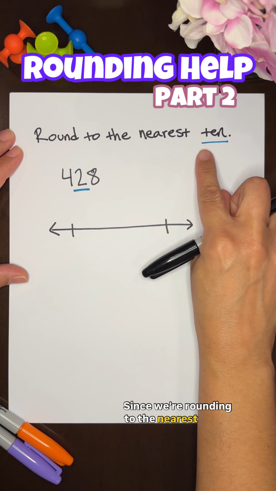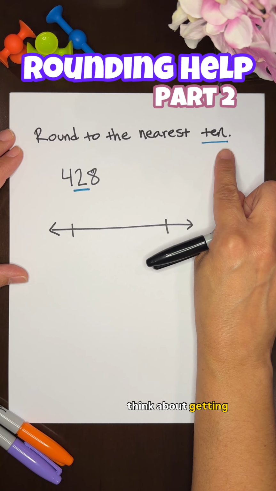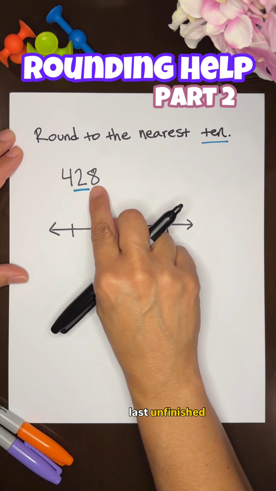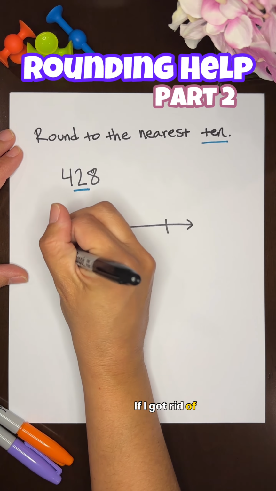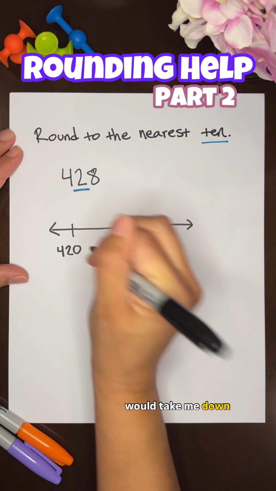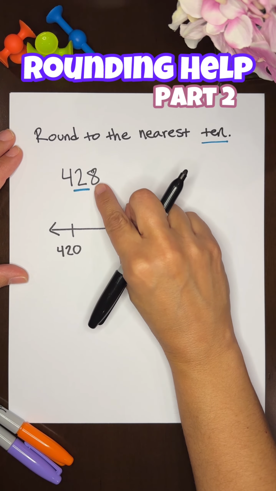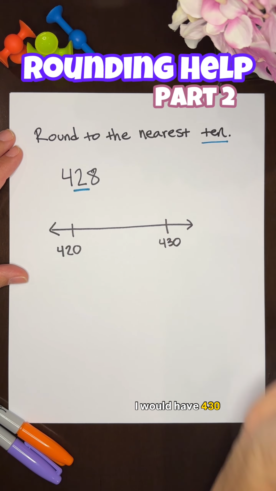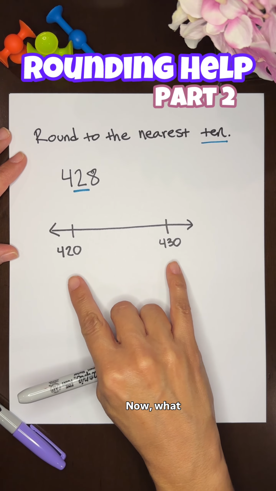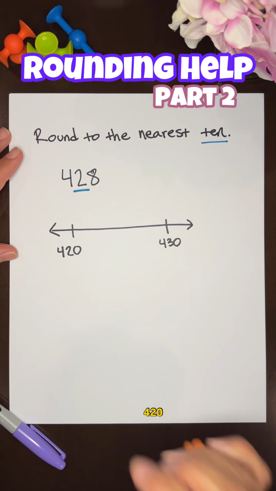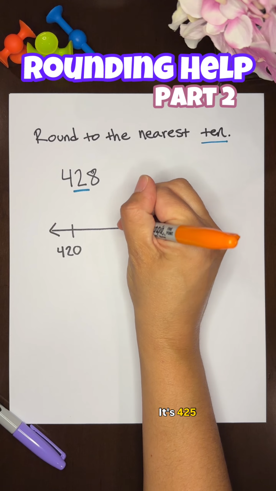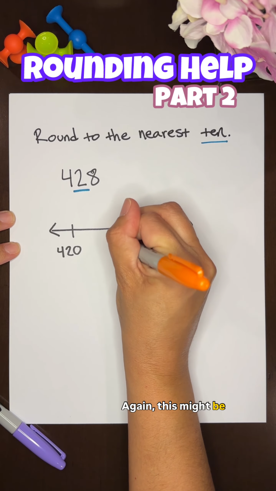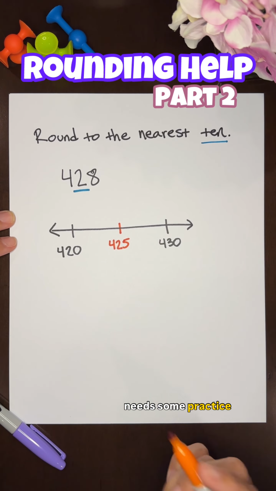Since we're rounding to the nearest 10, we think about getting rid of that last unfinished pile. If I got rid of that unfinished pile, that would take me down to 420 cookies. On the other hand, if I finished that pile, then I would have 430 cookies. Now, what would be the midpoint between 420 and 430? It's 425. Again, this might be a skill that your kid needs some practice with.